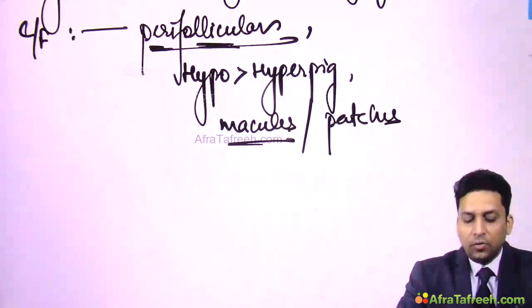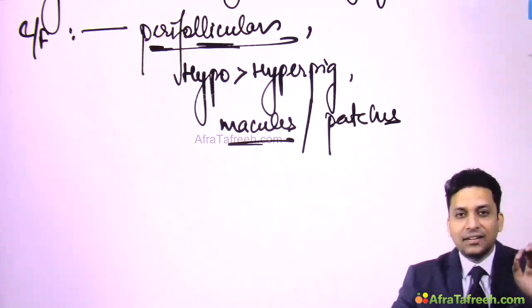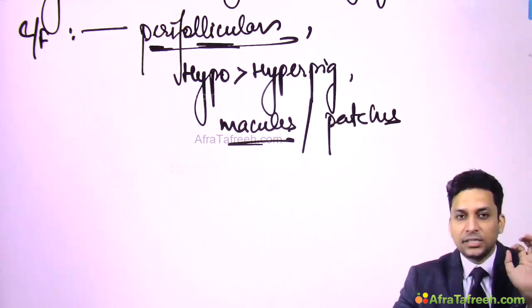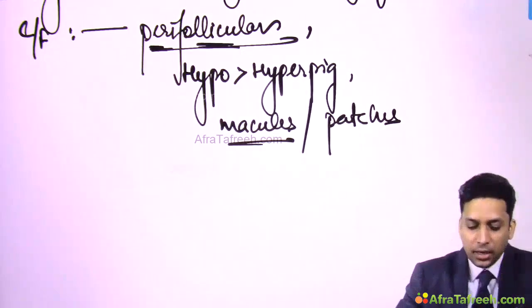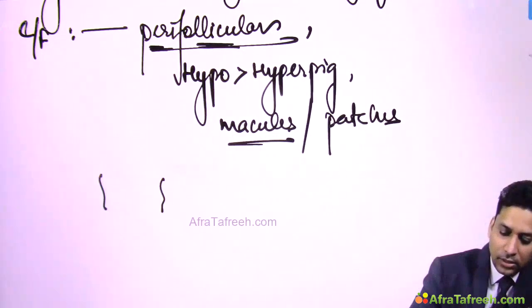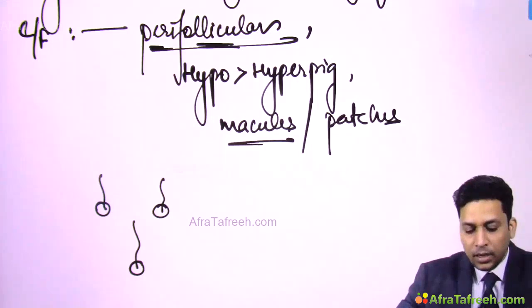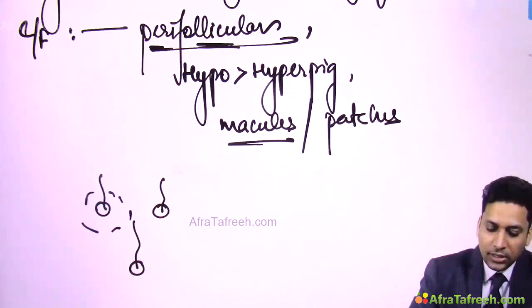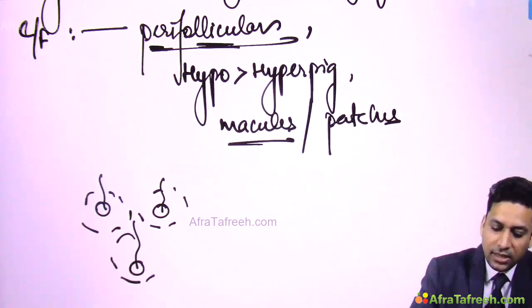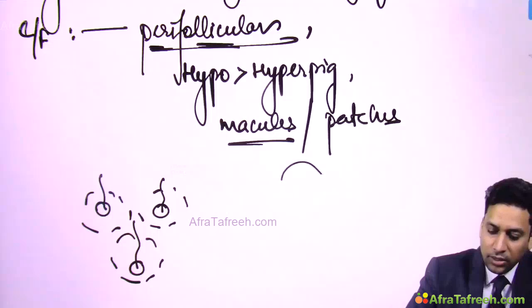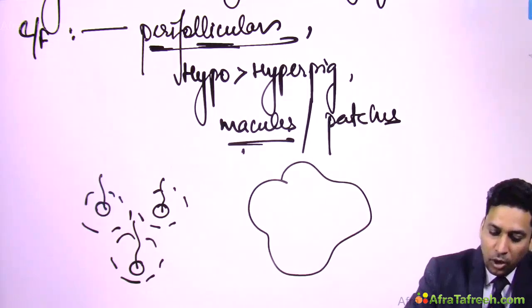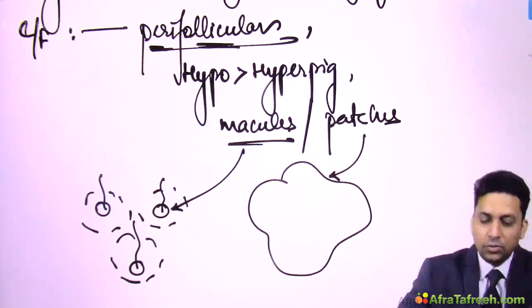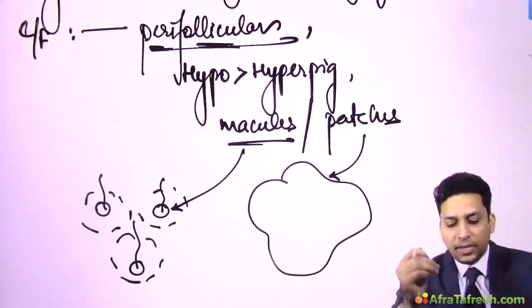You already know what are macules. Macules are neither raised nor depressed, less than 0.5 centimeter in size. These are very small flat lesions. So if these are the hair follicles, around these hair follicles, these small macules start developing. Now what happens, that these keep on increasing in size. So gradually they keep on increasing in size, and when they increase in size, they might merge together. So when they merge together, they form a large lesion. So small lesions are known as macules, large lesions are known as patches. So you might get macules or patches.